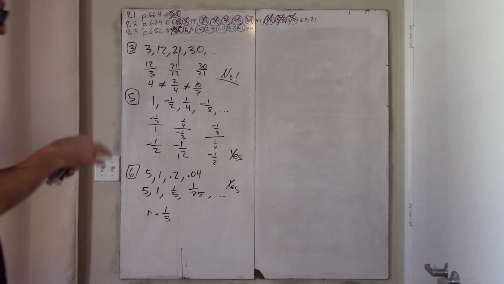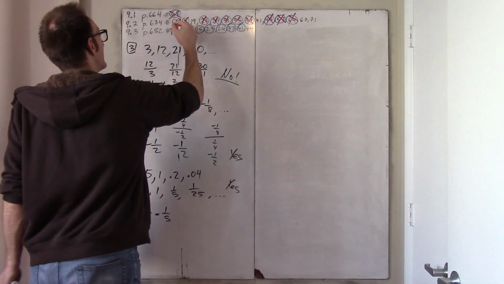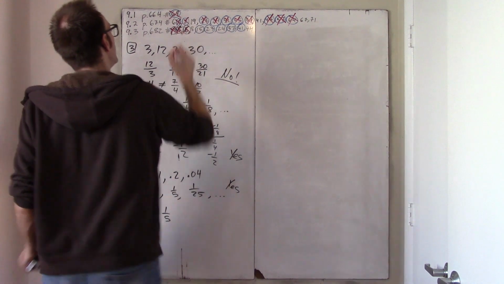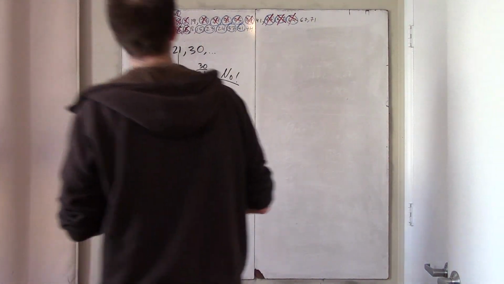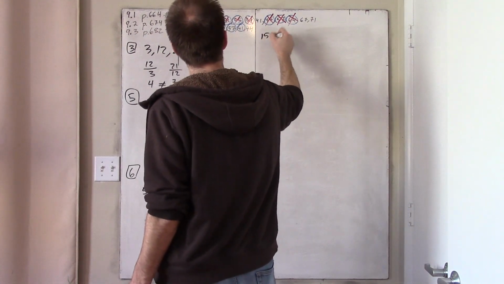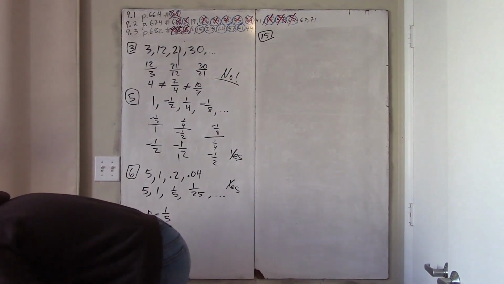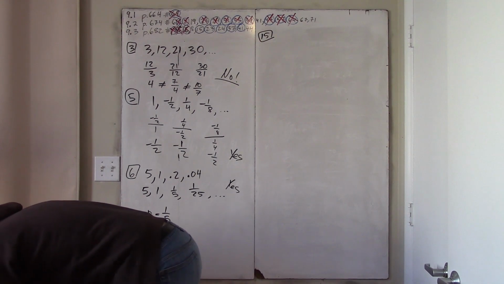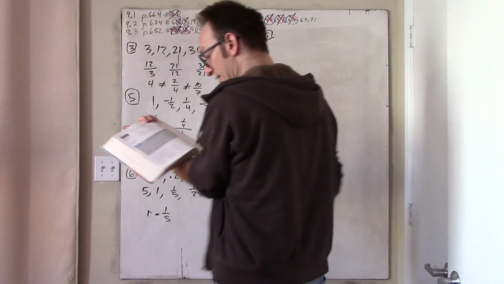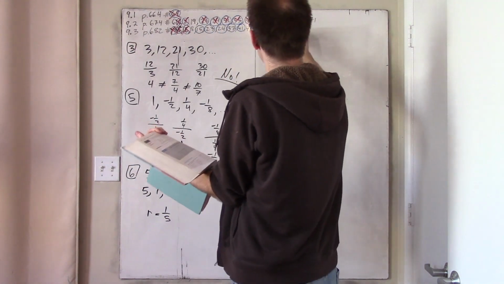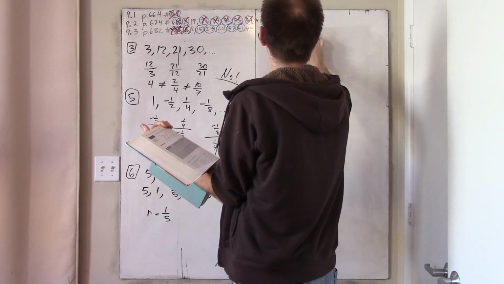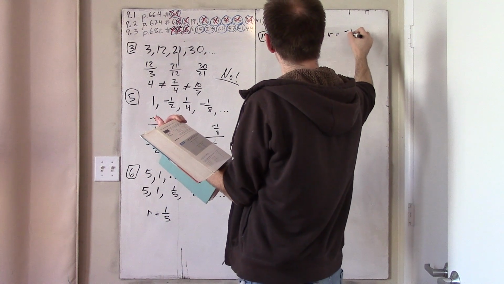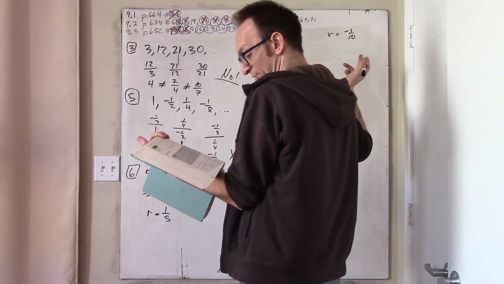Three down, boom, boom, boom. Let's do some more. Let's skip 8. It's not that exciting. Let's go straight to 15. Here we are given a geometric sequence. Specifically, we are given that the first term is 5, and r is -1/10, and we're asked to write the first 5 terms.